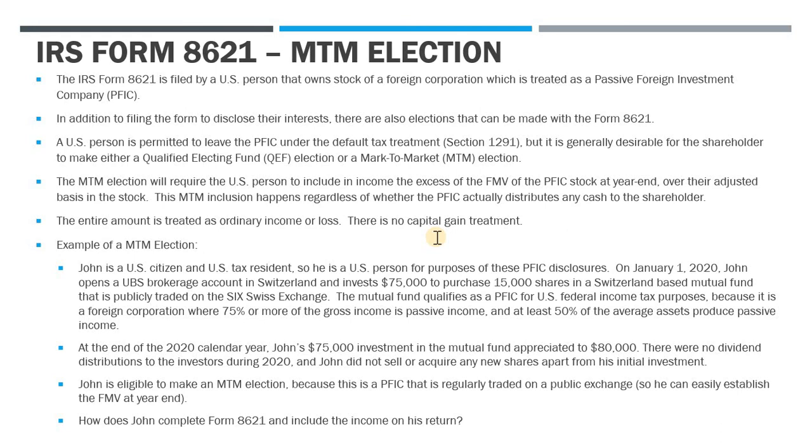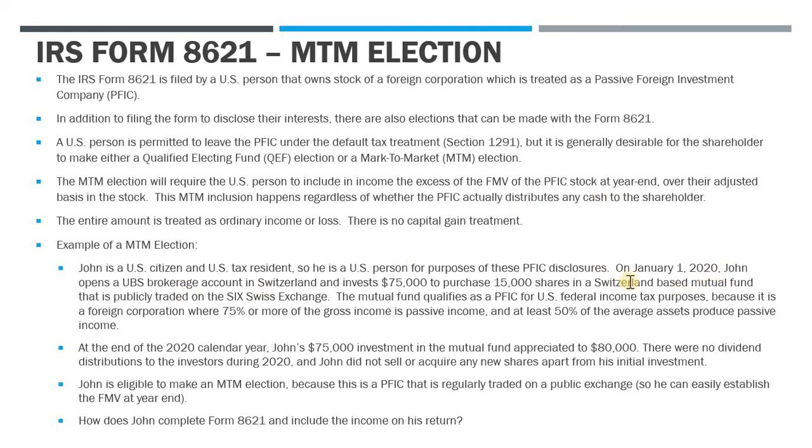Okay, very important. And the character of the gain is also important, right? So the entire amount of this mark-to-market is going to be treated as ordinary income or loss. There's no capital gain treatment. Okay, so let's look at an example of an MTM election here. We have John. He's a U.S. citizen and tax resident, so he's a U.S. person for purposes of these PFIC disclosures.